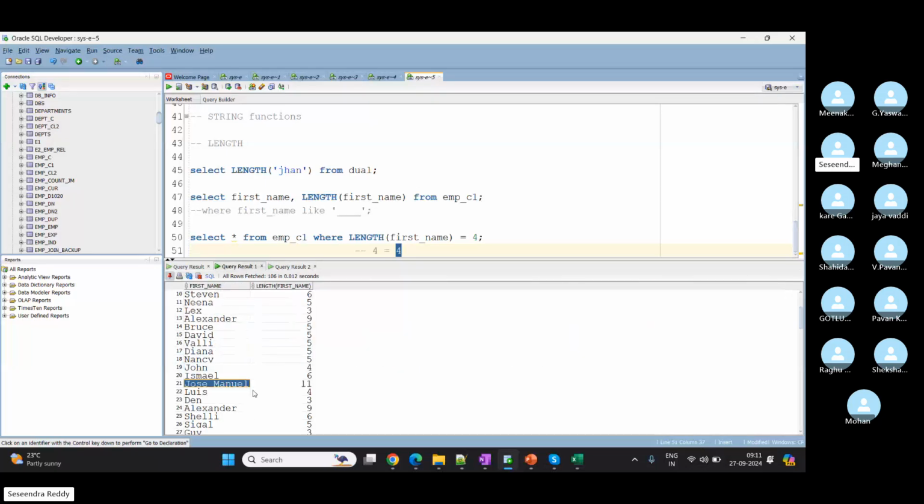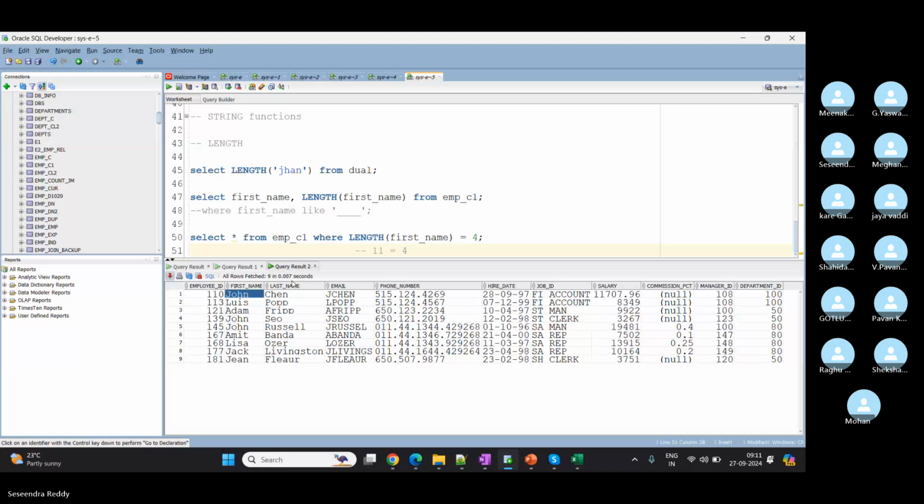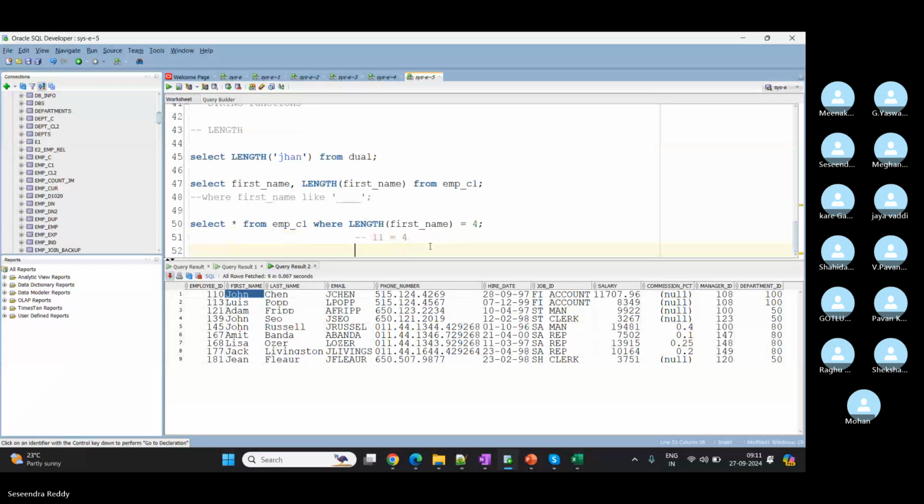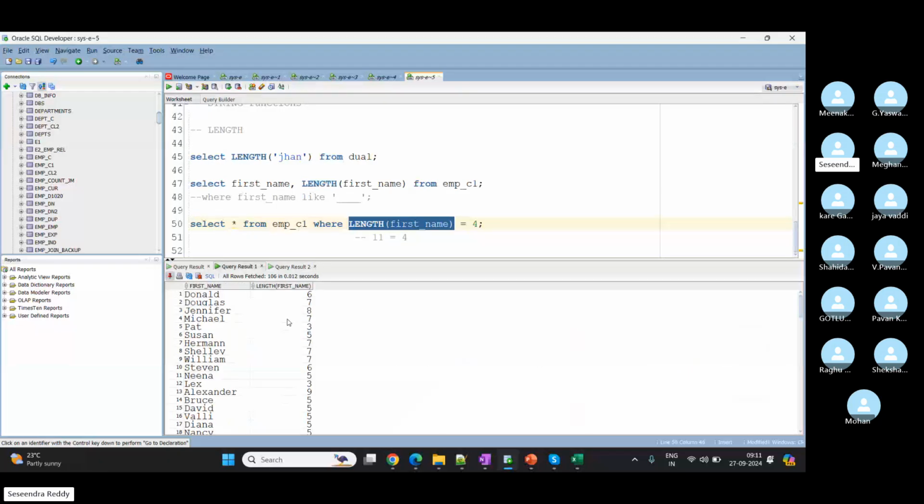Okay, so when it comes to Joe's manual, the actual length is 11, but we are looking for 4. It is not true, so we don't get that in our result. Got it? So how does the length function work? Whenever we use functions and a column name in the WHERE clause, while executing the script, first it will execute this length function and hold the result, right? So whatever result we are seeing, this value will get compared with our input value.